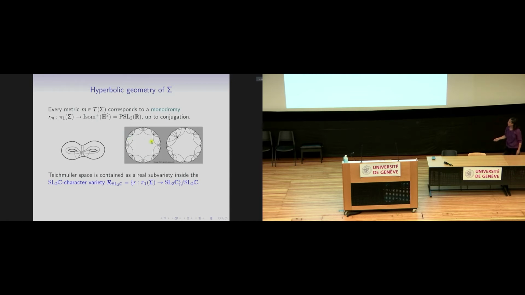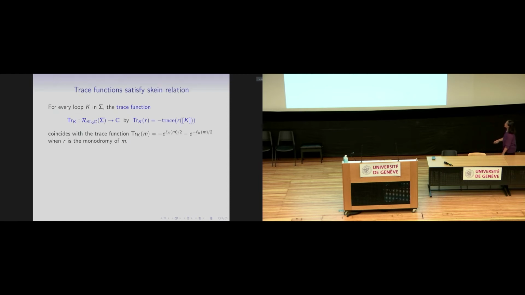So anyways, Teichmüller space is contained as a real subvariety inside the SL2C character variety. So here, the monodromies go into PSL2R, now I'm in SL2C. And getting rid of the P is an easy decision, and then R to C is so that I can do algebra. Okay, so now I have this thing that is an algebraic variety, and it's well studied in the hyperbolic geometry world.